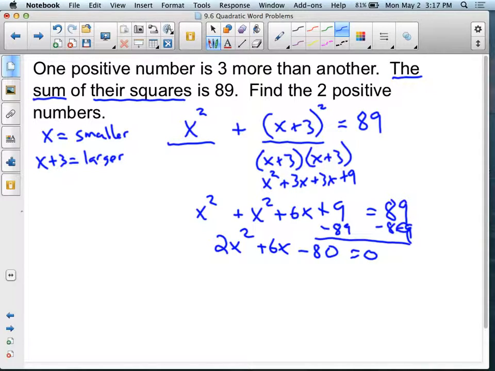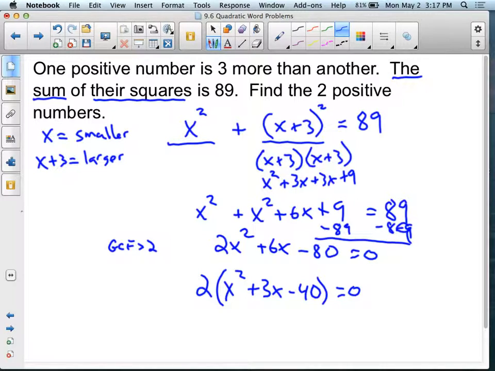Alrighty. So I'm looking at this trinomial. I have a 2x squared, a 6x, and a negative 80. I recognize that all three terms are multiples of 2, so there's a GCF of 2 in here. So let's factor that out and write it as 2 times (x squared plus 3x minus 40) equals 0.